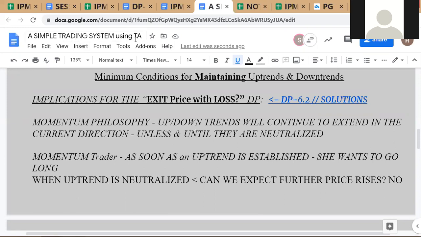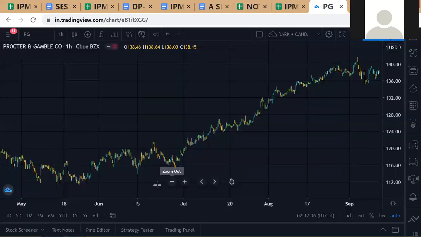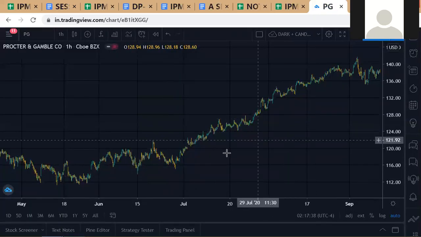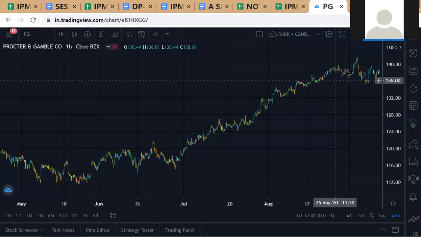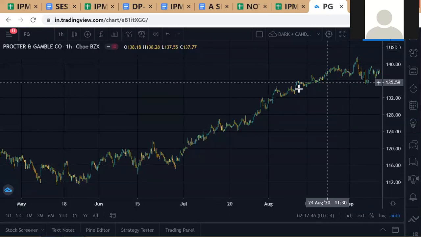So this also we are putting into the trading system note, what we discussed the other day, which is the implications for exit price with loss. When you look at this principle, what are the minimum conditions for maintaining uptrends and downtrends? There is a direct implication for how to solve this DP, which we discussed in the last class. Basically, what we said was that the condition for maintaining uptrends, and we are only discussing uptrends right now, we can flip it around for downtrends.